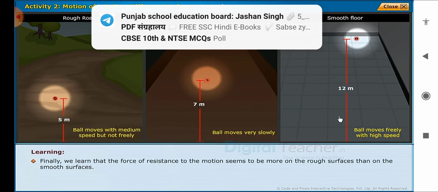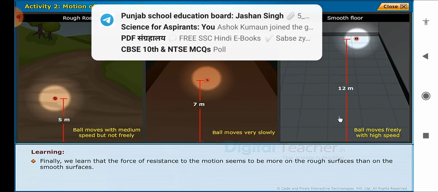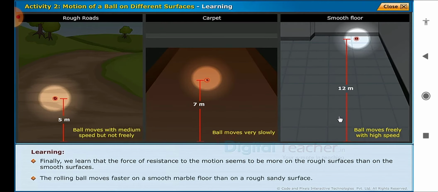Finally, we learned that the force of resistance to the motion seems to be more on the rough surfaces than on the smooth surfaces. The rolling ball moves faster on a smooth marble floor than on a rough sandy surface.